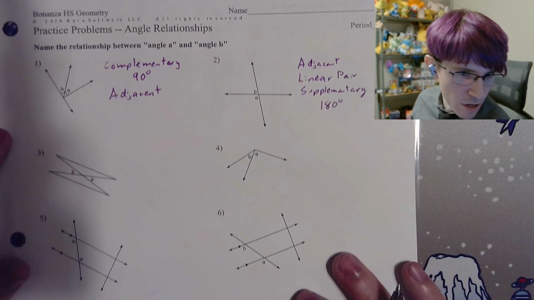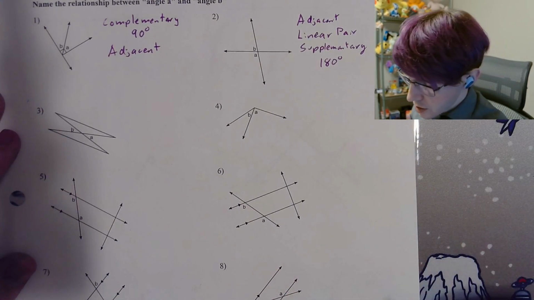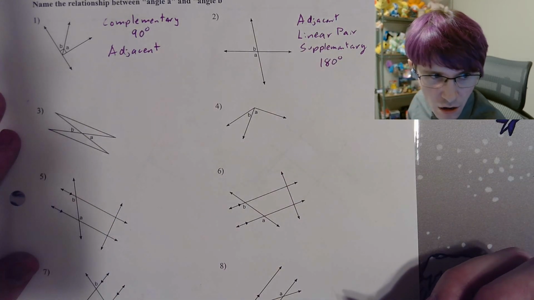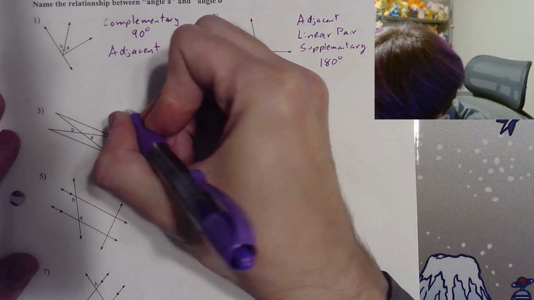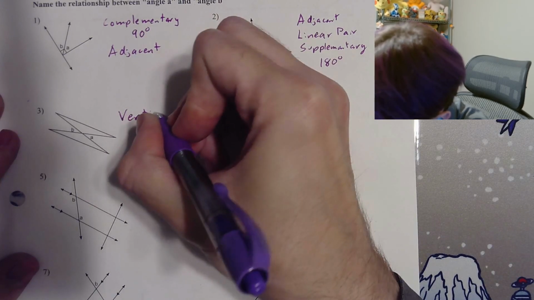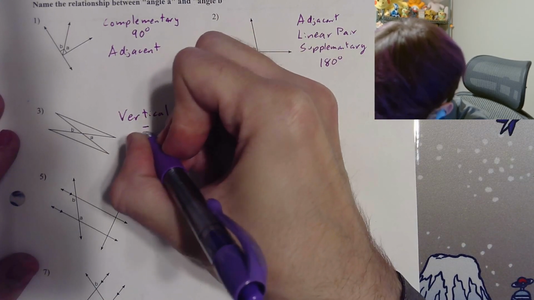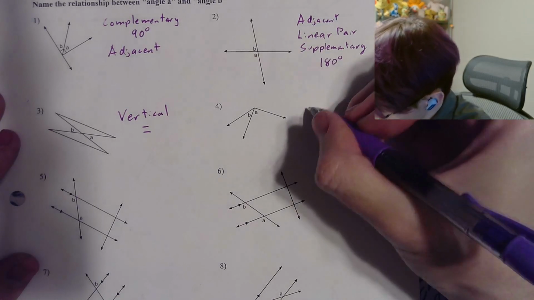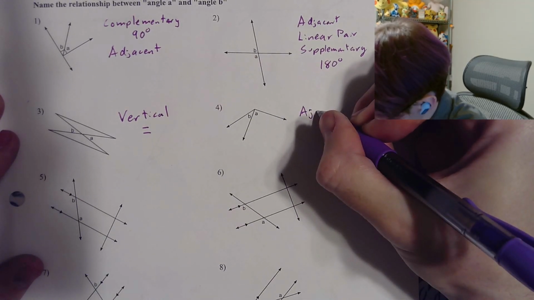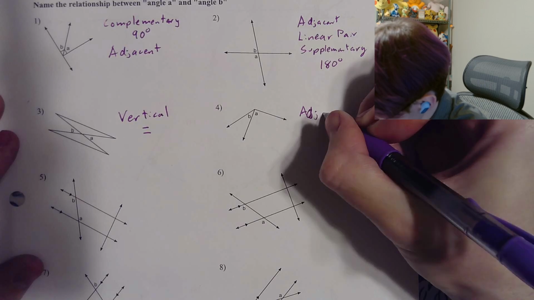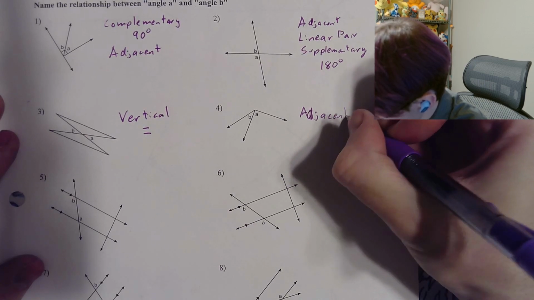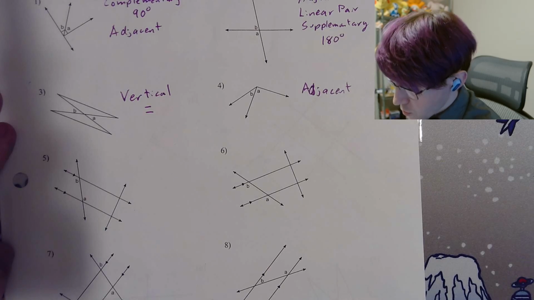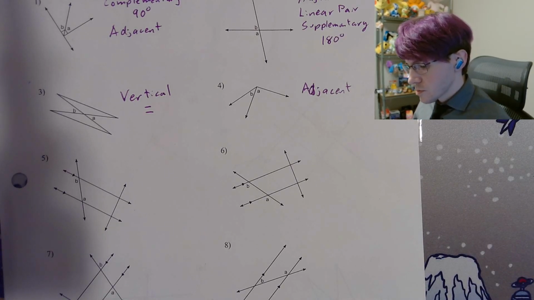I don't even think I need to move it all that much. I'm just going to move it up. So these ones, when they are on opposite sides of a cross, are called vertical angles. And vertical angles are always equal to each other. Question 4, these are only adjacent. Oops, forgot a letter. There you go, adjacent.